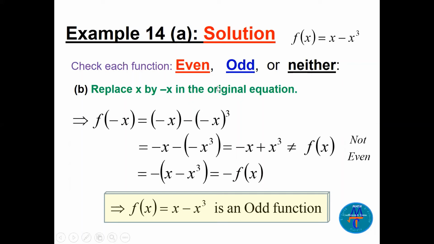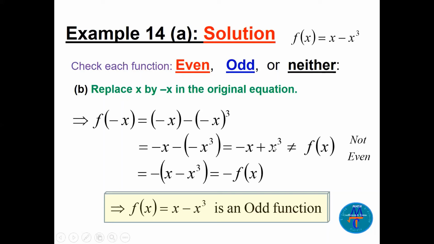This is the equation of the function. So I put f of minus x, this minus from the question there, and minus x cubed. So minus x cubed becomes minus x cubed, multiplied by itself 3 times. This becomes plus. Now, is this the same as the function f? No. So this is not even.